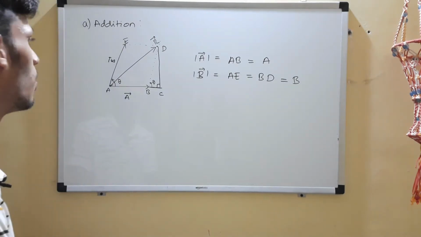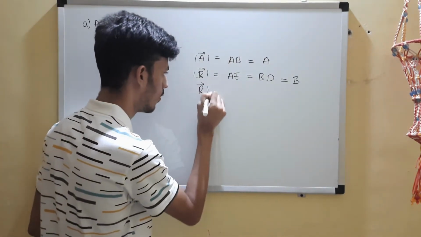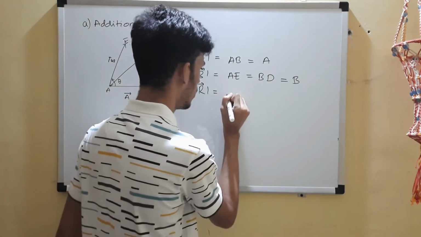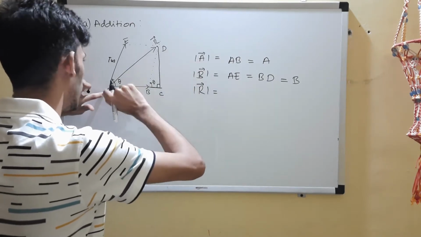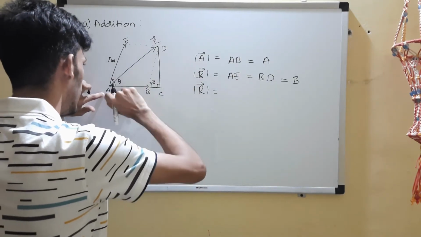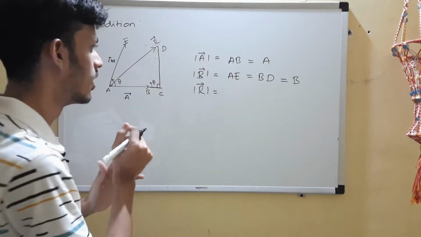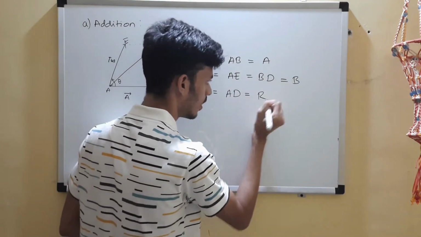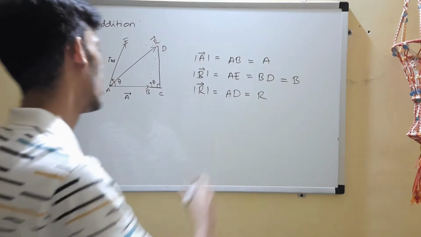One more thing, the magnitude of R, the resultant vector magnitude. What is the resultant vector? This is the resultant vector, so from A to D is the length of the vector. That is the magnitude, and we'll give the letter R for it. These are just names: A, B, R.